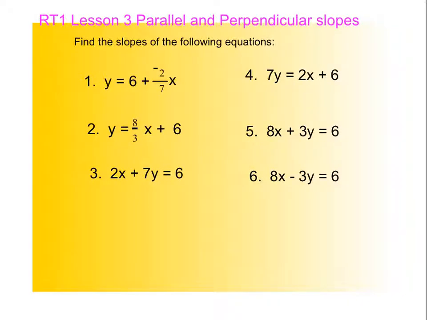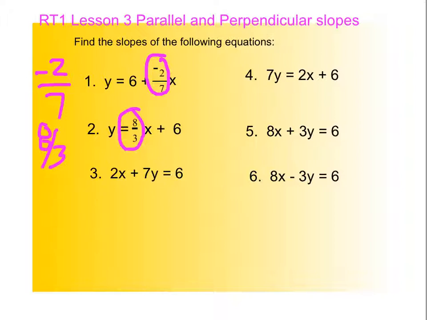To find the slope of problem number 1, you are looking for y equals mx plus b. You want m. You want the coefficient of x. So in problem number 1, the number multiplied to x is negative 2/7. So the slope of number 1 is negative 2/7. Number 2, the number multiplied to x is 8/3.